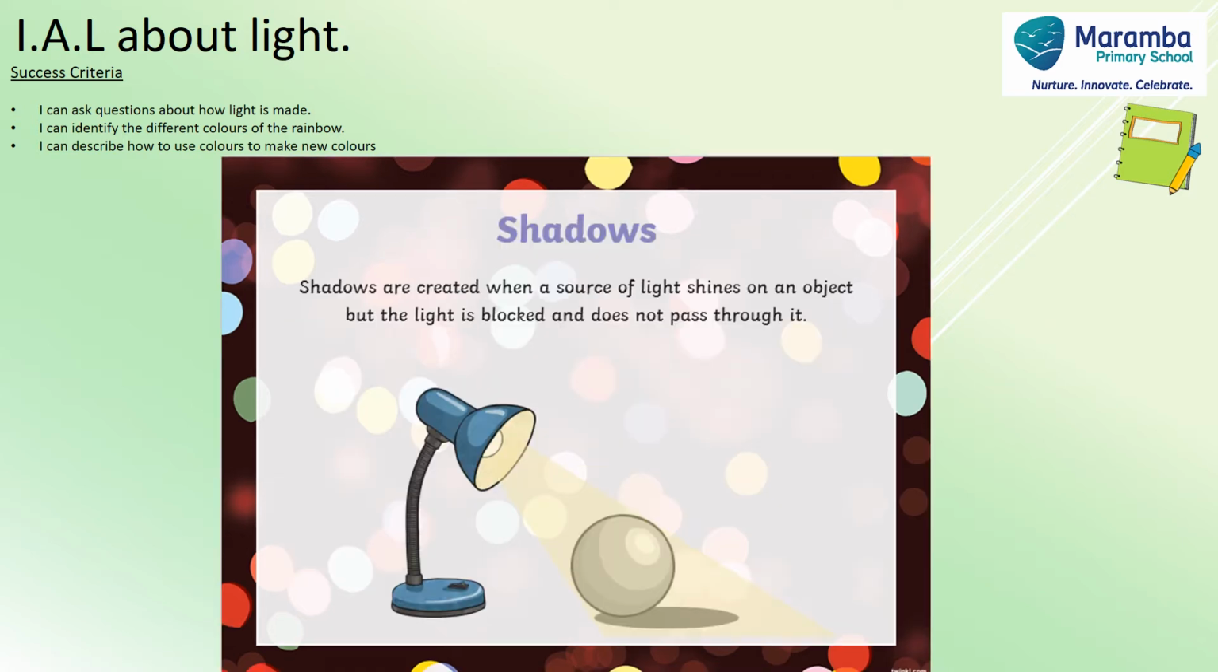Now, quite often we can see shadows, and I'm sure when you're out walking in the sun, you have created lots of shadows on the pavement, and you can see how the sun makes those shadows. So the sun, of course, is a source of light, and shadows are created when that light source shines on an object, but there's an object in the way, like your body, and the sunlight cannot pass through it, and therefore creates a shadow.